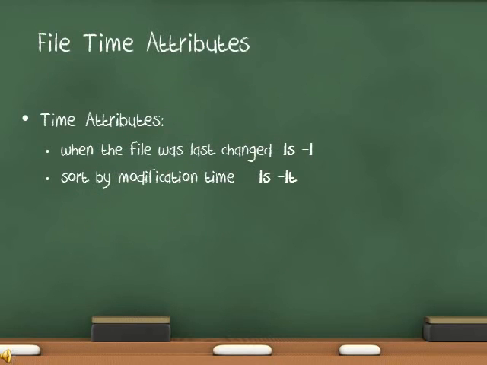File time attributes. When the file was last changed: ls -l. Sort by modification time: ls -lt.